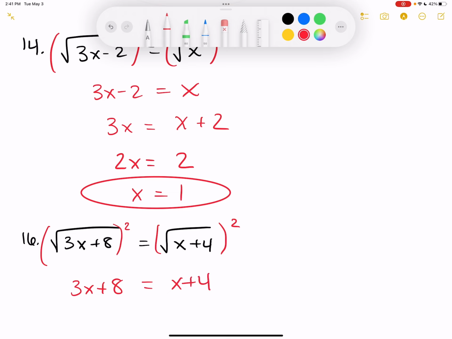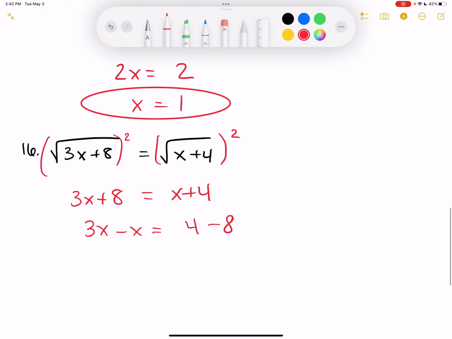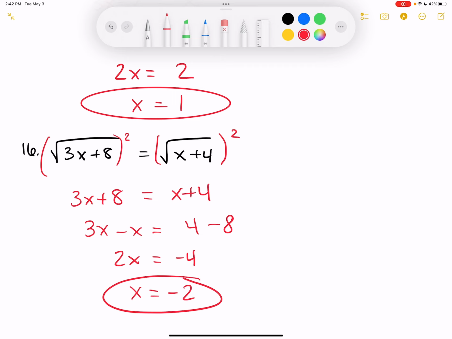So now we want to subtract 8 and x. So 3x minus x equals 4 minus 8. That's just moving variables to the left, numbers to the right. If you need to do that in 2 steps, that's okay. So 3x minus x is 2x, equal to negative 4. 4 minus 8 is negative 4. Divide by 2. X equals negative 2.